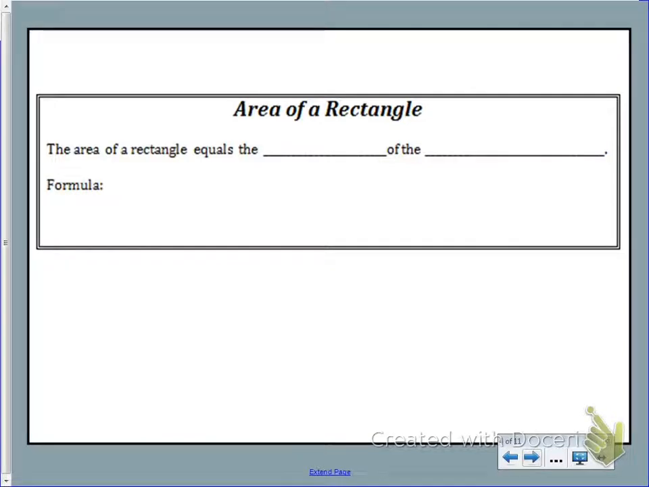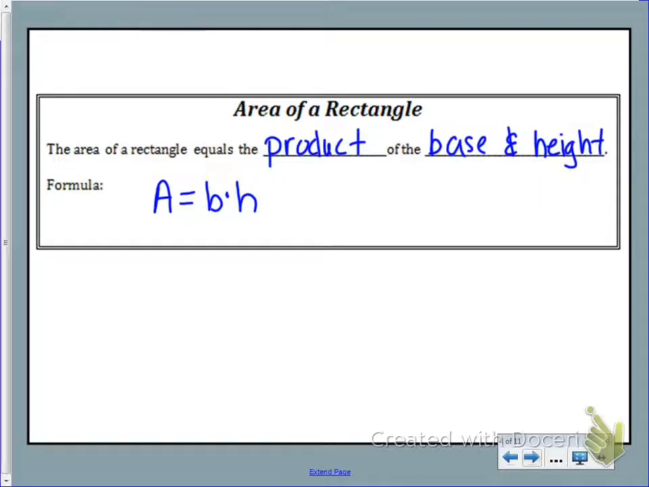The area of a rectangle is equal to the product of the base and height. So we write that formula as A equals base times height. And again, we're dealing with a rectangle, so keep in mind the properties we learned last unit about a rectangle. We're multiplying the base with the height.